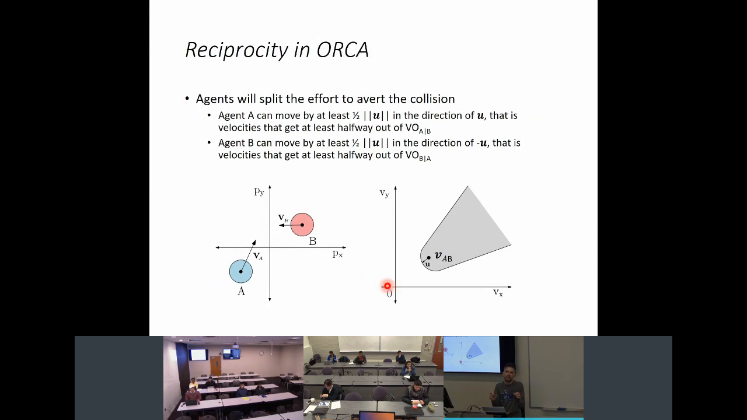The idea here is that the agents are going to split the effort to avoid the collision. Basically, if that's my relative velocity, and that's the smallest possible change I need to take, this vector over here, to resolve the collision, I'm going to split that effort. Agent A is going to take half of that, and agent B is going to take the other half, right? So agent A, so to speak, will move the relative velocity halfway towards the boundary of the VO, and agent B also is going to do the same, right? So that's the idea here.